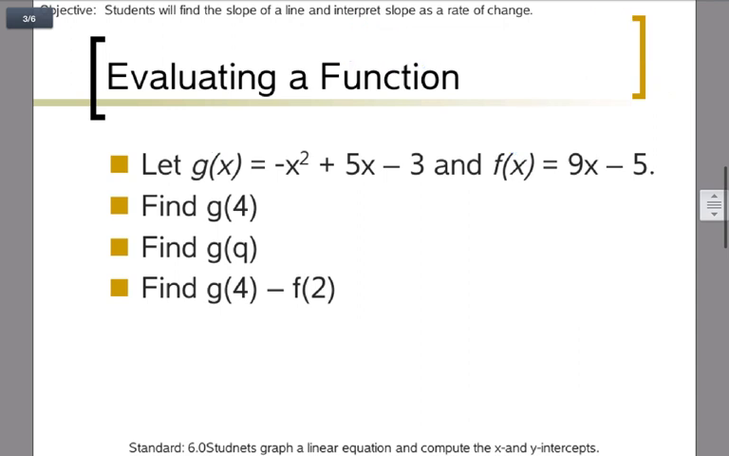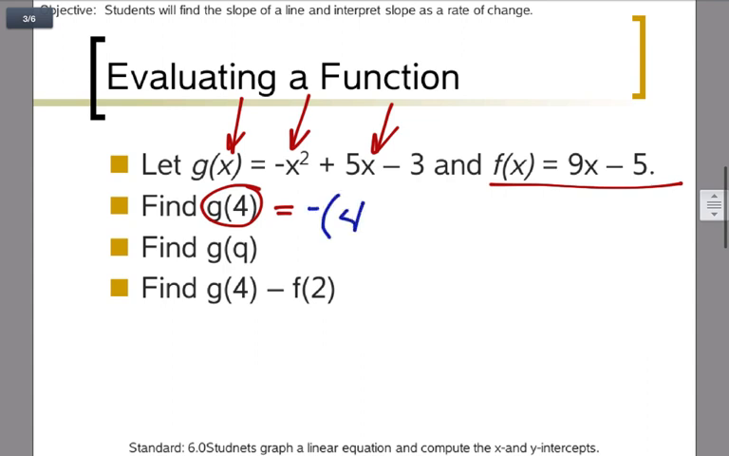So it says find g of 4. G of 4 means put 4 into the g function wherever there was an x. And don't worry about the f function. So we only put it in the g function because it says g of 4. So I say negative parentheses 4 squared plus 5 parentheses times 4 minus 3. The way I look at these equations is that wherever there's an x, x's are just parentheses that you're going to put something in for.